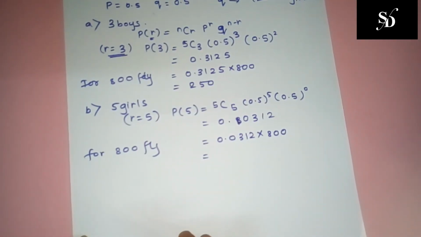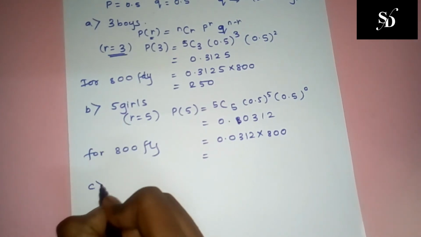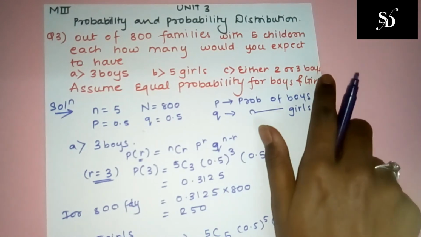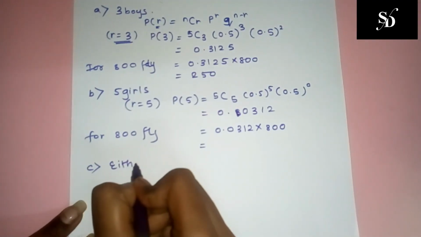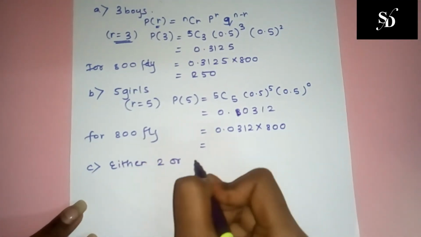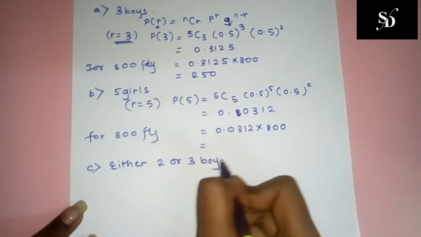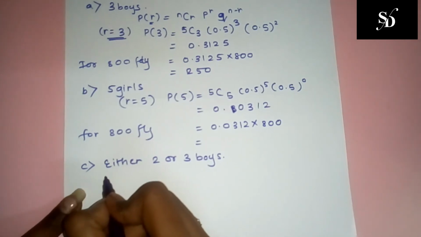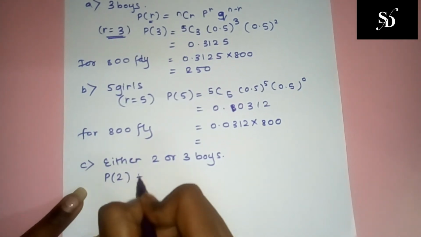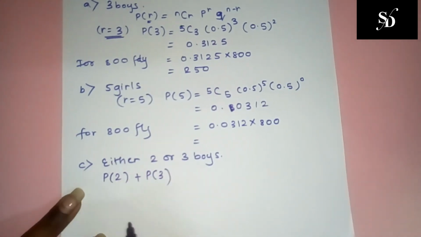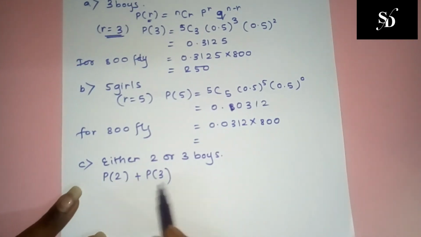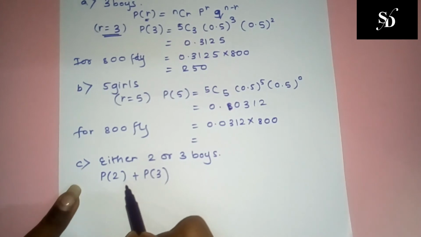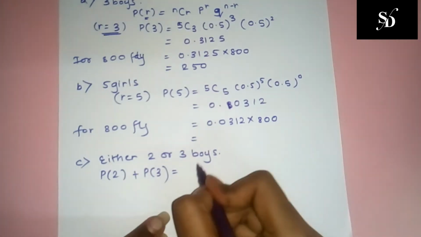Then we have the last case, that is C. Now this says either 2 or 3 boys. For this we will have P of 2 plus P of 3. Either 2 or 3, they are telling us, so it will be P of 2 plus P of 3. Now OR means addition. So in a similar way we can write the formulas.